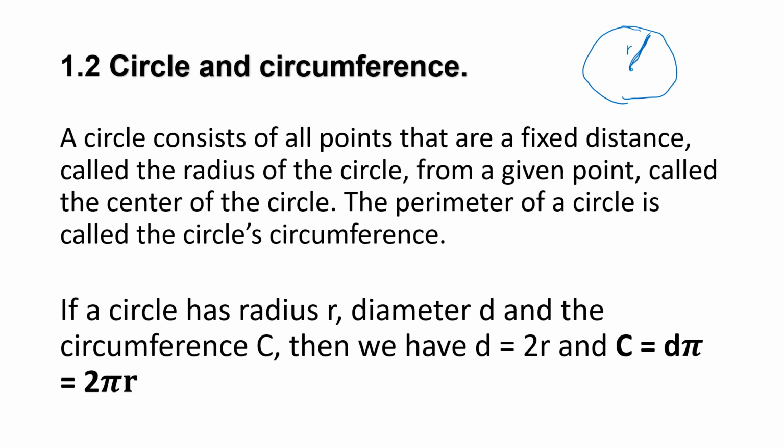If a circle has a radius r and diameter d, the diameter is twice the radius. If you draw a straight line across the center of the circle, that's the diameter, which is 2r. And the circumference C, we can write as 2 pi r, 2 pi multiplied by r, or pi multiplied by d, which is the diameter.